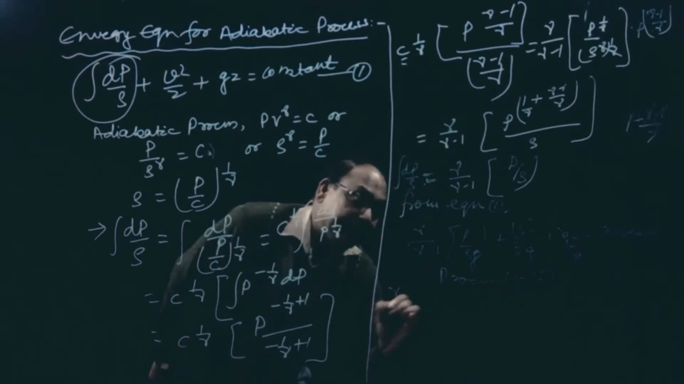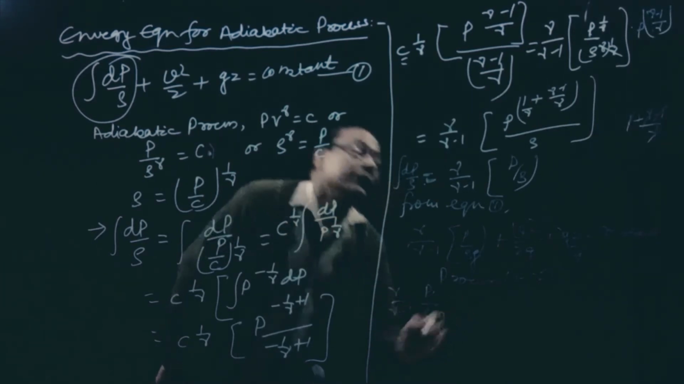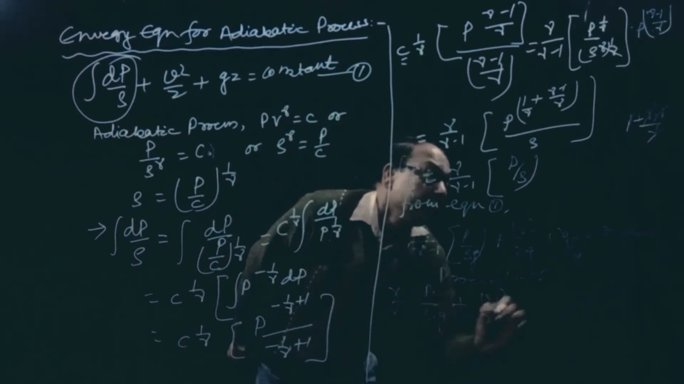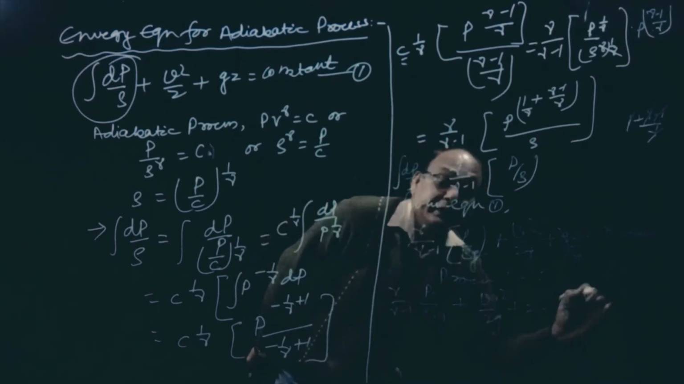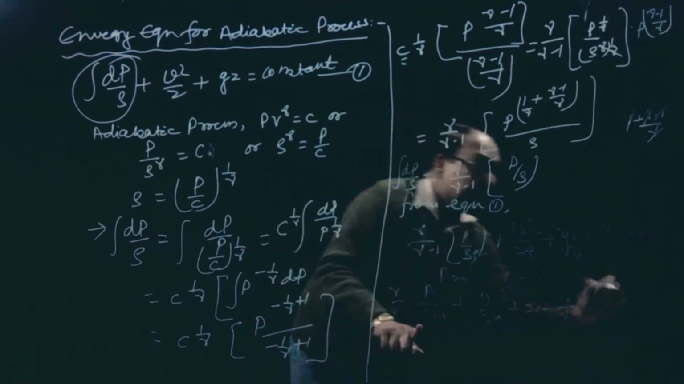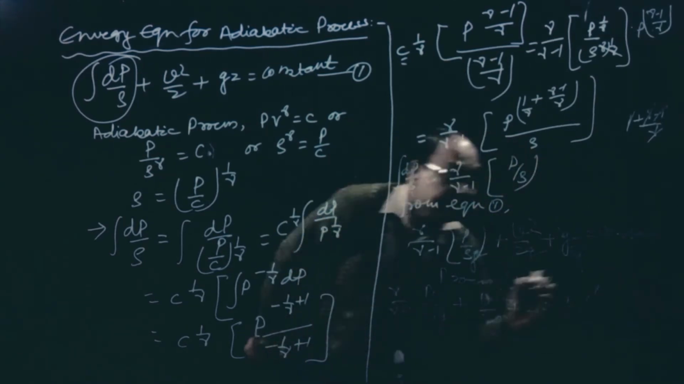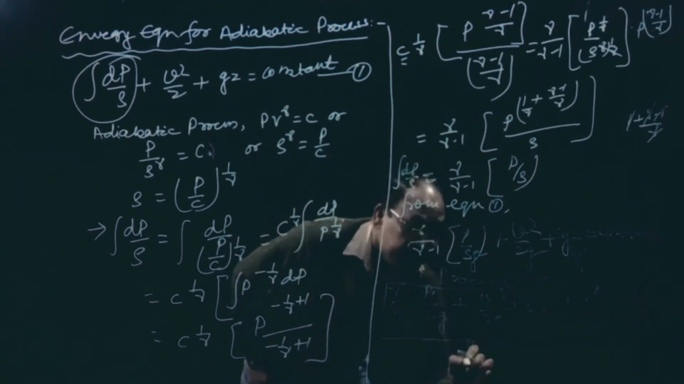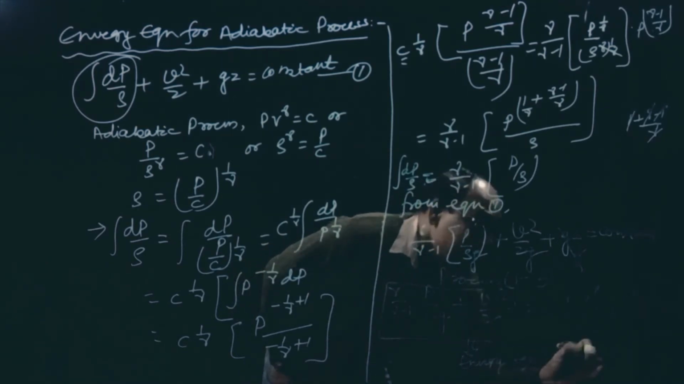that is gamma by gamma minus 1 p1 by rho 1g, plus v1 square by 2g plus z1 will be equal to gamma by gamma minus 1 into p2 by rho 2g, plus v2 square by 2g plus z2. So this is the required equation, the energy equation or Bernoulli equation for adiabatic process.